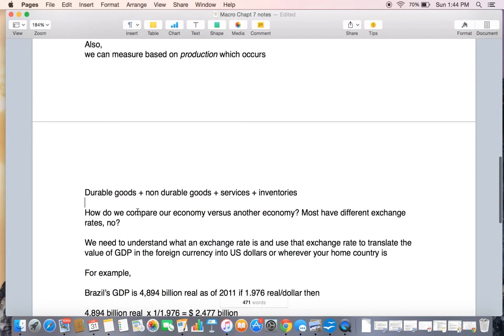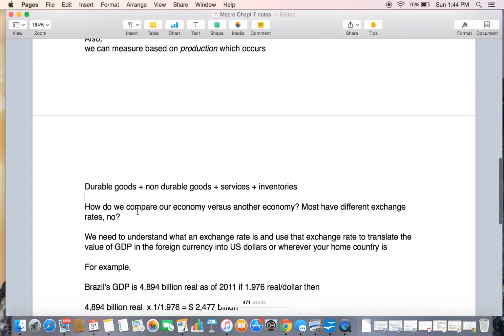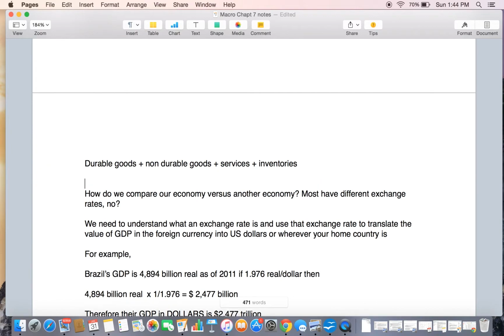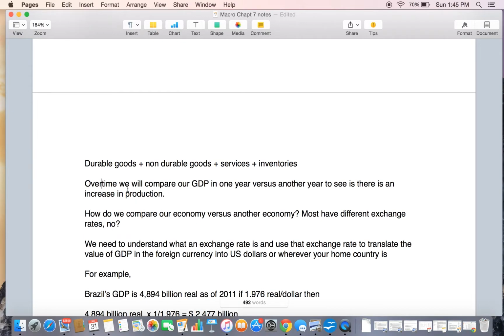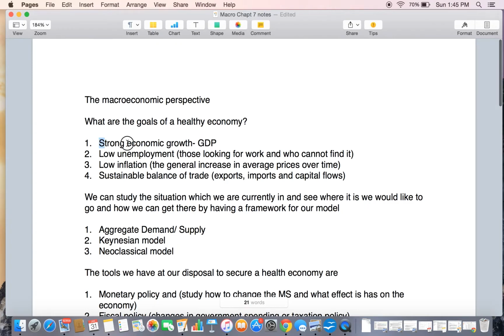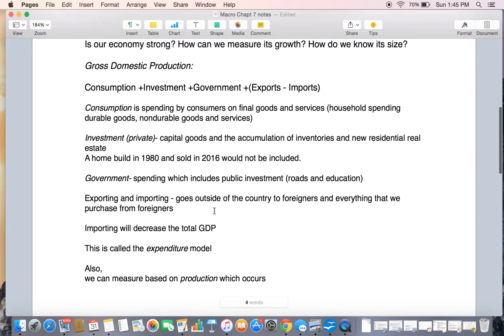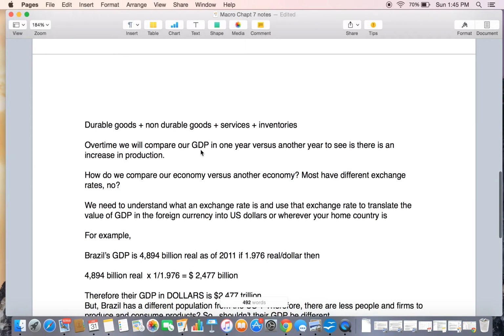So the total value of production in a year in and of itself is not extremely meaningful. What we're going to do is over time, we will compare our GDP in one year versus another year to see if there is an increase in production. In chapter 8, we'll look at this concept in a lot more depth, but that's just to give you an idea of, well, we're not actually measuring strong economic growth here today when we talk about GDP, but we're building the metric on which we can analyze whether there is strong economic growth from one time period to the next.